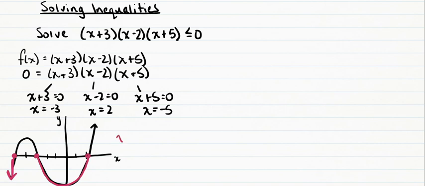So here, our solution set would be x is any number from negative infinity up to negative 5. And because this inequality is less than or equal to 0, we want to also include that negative 5 value. And also from negative 3 to positive 2. And again, we want to include those values because the function is equal to 0 at those two values. So that's how we can get to a solution set for a polynomial inequality using a graphical method.